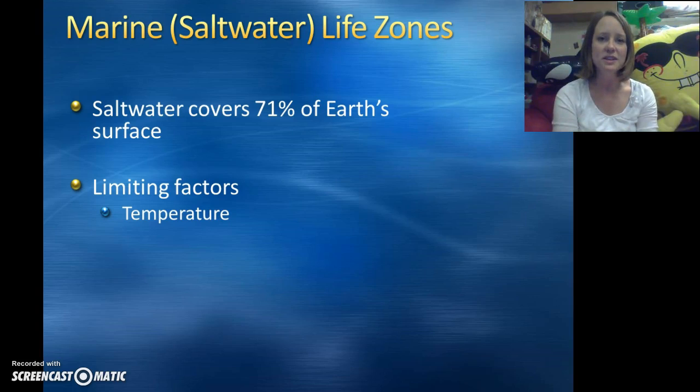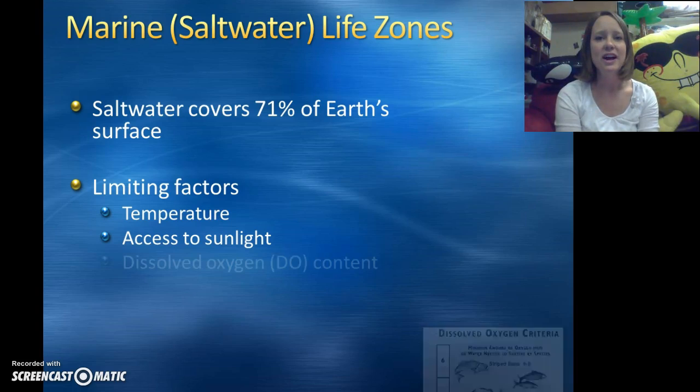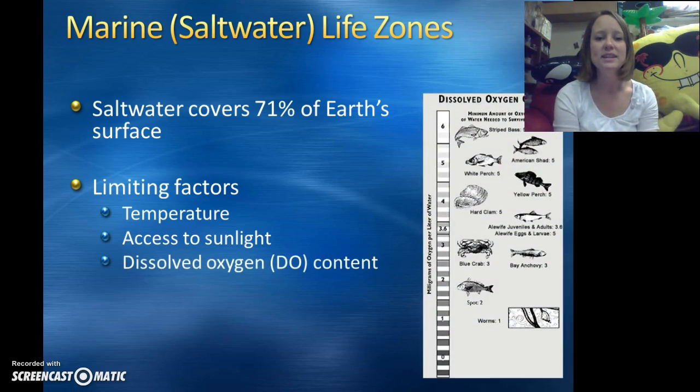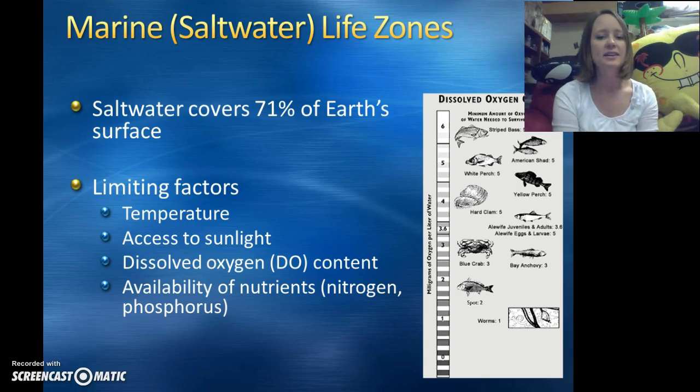All right, so our marine or saltwater life zones cover about 71% of Earth's surface. There are limiting factors that affect the type of organisms that can live in each area, and those are temperature, their access to sunlight, and a big one is the dissolved oxygen content. Different types of organisms need different levels of dissolved oxygen. You can see from the chart here on the right side of the screen different types of organisms that can be found at different levels of dissolved oxygen. And then, as always, we have our need of nutrients. Our primary producers need nitrogen and phosphorus for their processes, and then they pass those through the food chain.